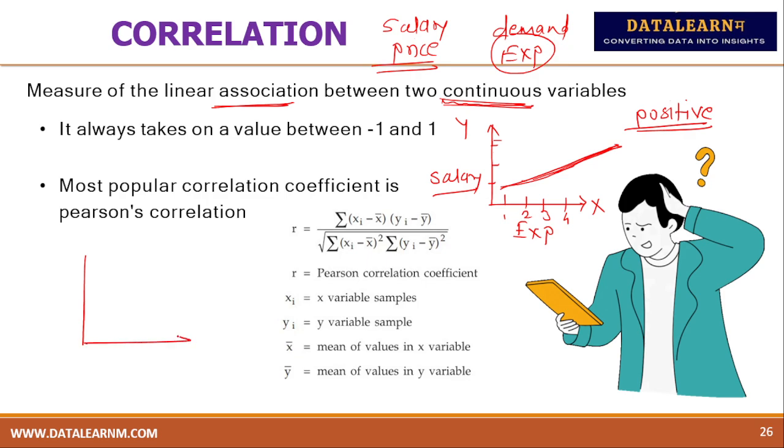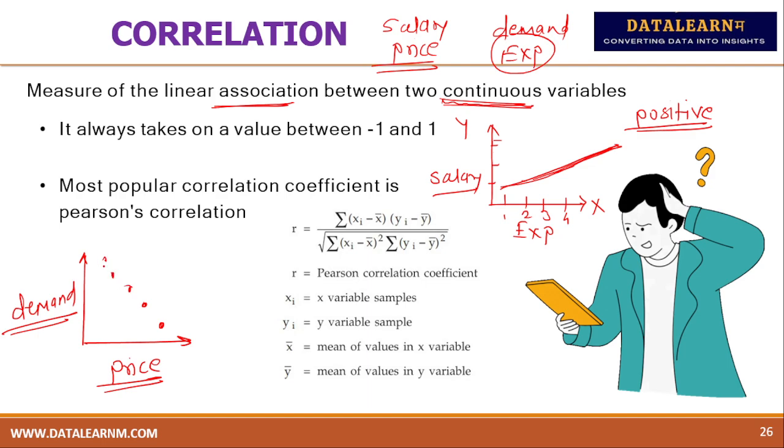If you are plotting a graph like this, suppose on the x-axis you are having price, on the y-axis you are having demand. If price is more, demand is less. If price is less, demand is more.